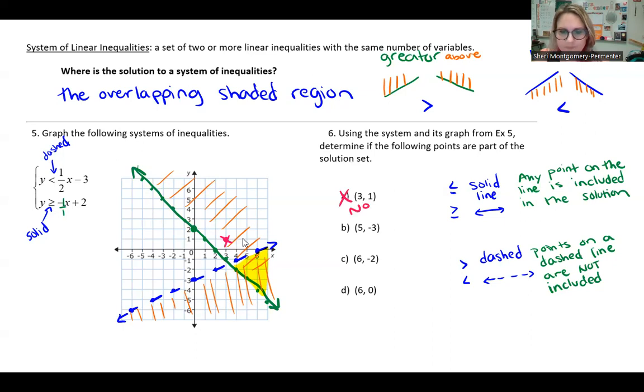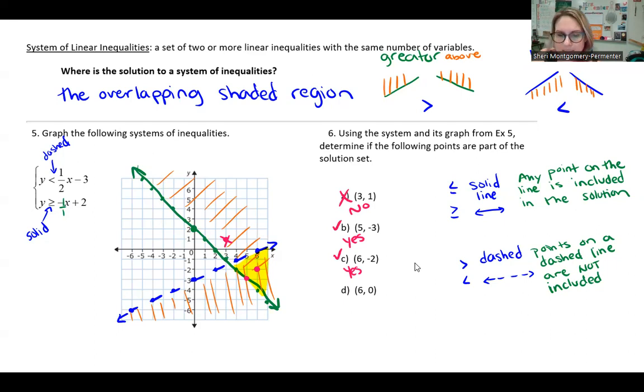We could say no. The next point, I've got (5, -3). So I'm going to go over to 5 and then down 3, put a point. But it's on the line. Very good. Yes. So it works. And it's on the solid line that's bordering the shaded region. Just because it's a solid line, if it's up here, it doesn't work. It has to be the solid line bordering this shaded region. So (6, -2). So 6, I'm gonna go down to -2. Does that work? Yes. It works.